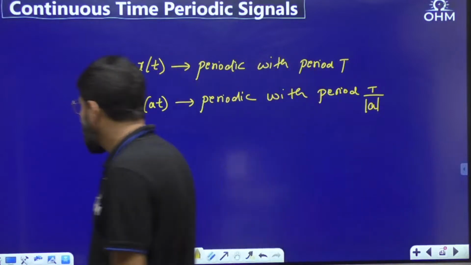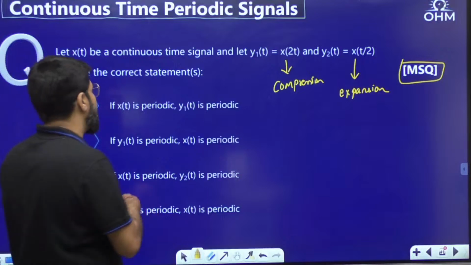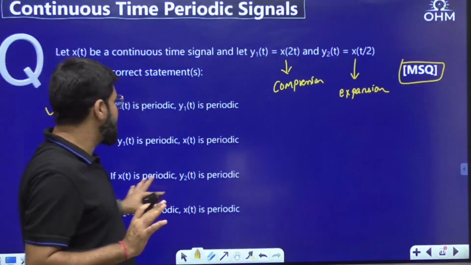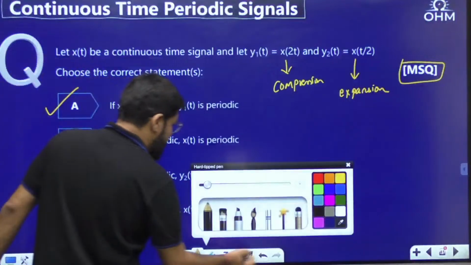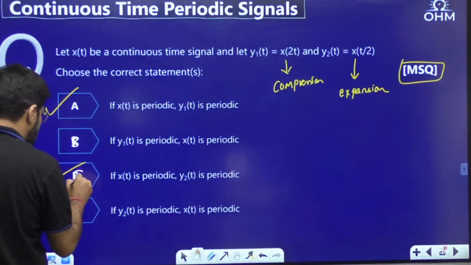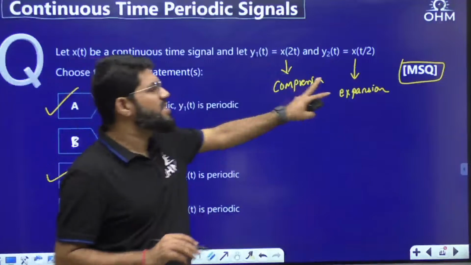Okay, done. So, look, if xt is periodic, y1t is periodic, true. If xt is periodic, y2t is periodic. Sorry, there is a shuffling I think in the names here. No problem. I will make it again A, B. This is C and D. The first and third are correct, because y1 and y2 are compression and expansion.